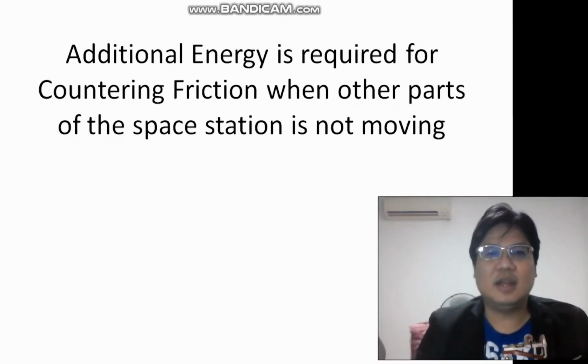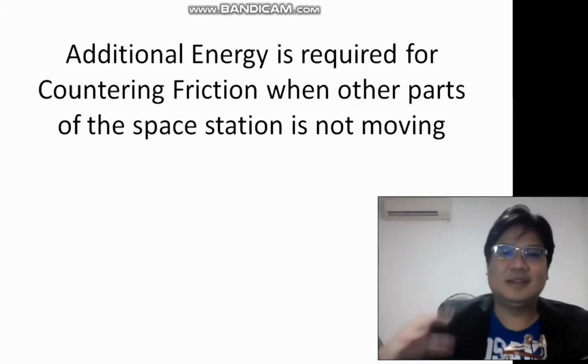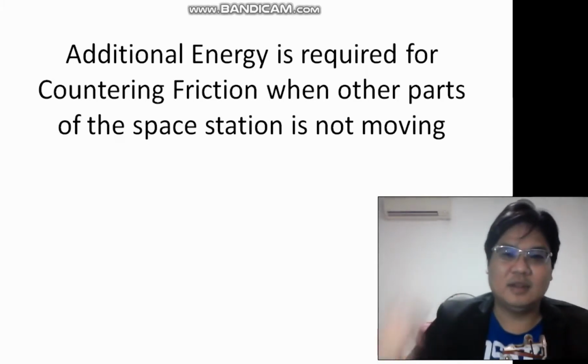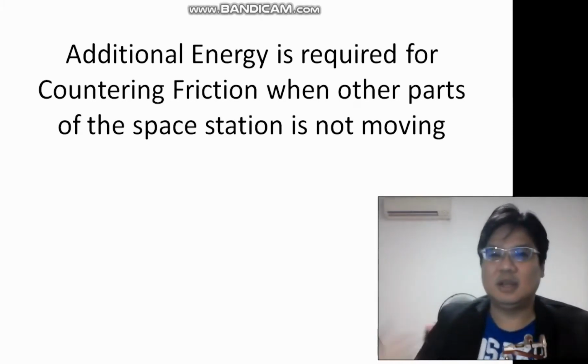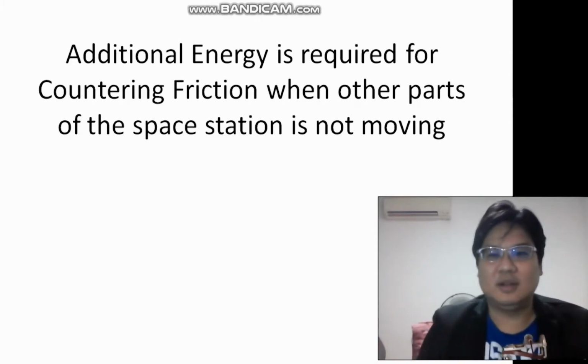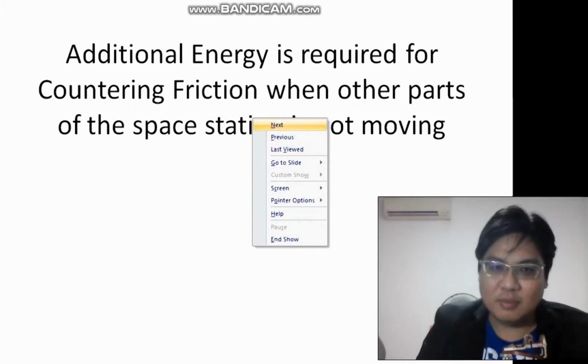So additional energy is required for countering friction when other parts of the space station are not moving. So there's another issue. The artificial gravity technology is not so easy to replicate, because there are a lot of issues you must think about, like the friction. You talk about technology, you must counter the friction as well. There are a lot of engineering methods you must do. So you need to counter the friction with additional energy.